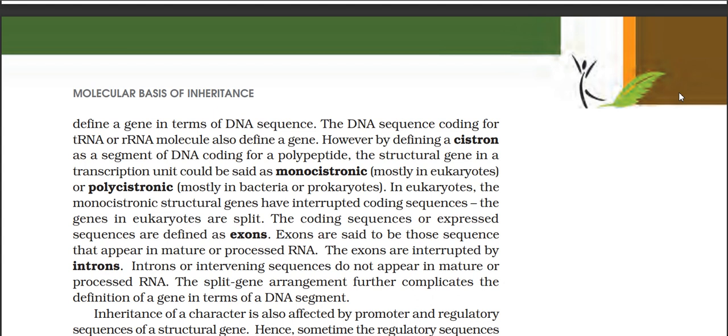In eukaryotes, the monocistronic structural genes have interrupted coding sequences. The genes in eukaryotes are split. The coding sequences or expressed sequences are defined as exons. Exons are said to be those sequences that appear in mature or processed RNA. The exons are interrupted by introns. Introns or intervening sequences do not appear in mature or processed RNA.